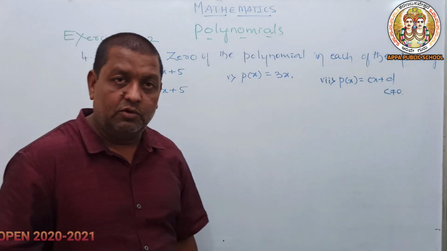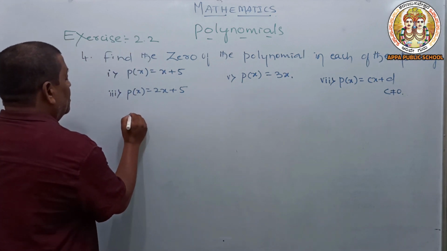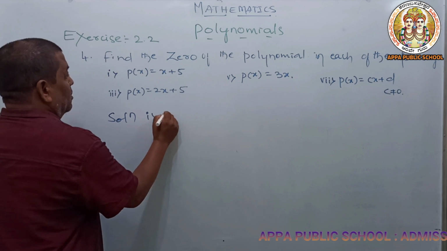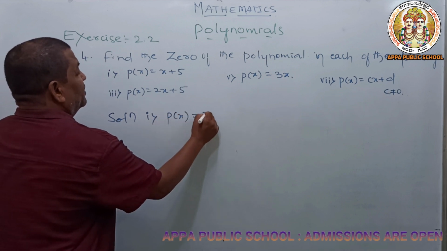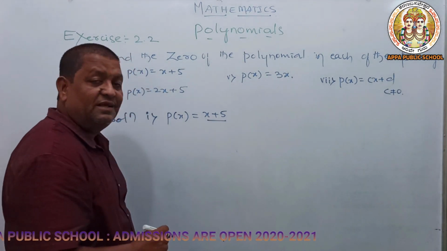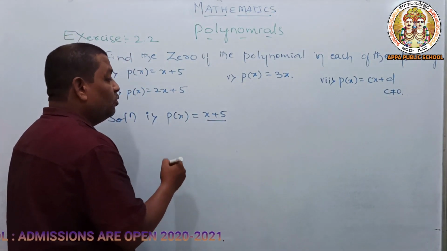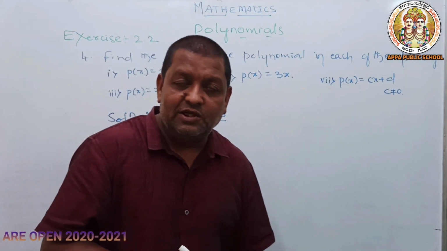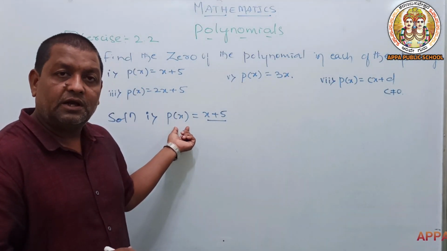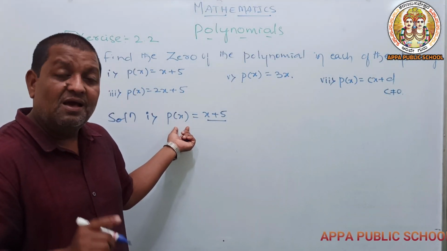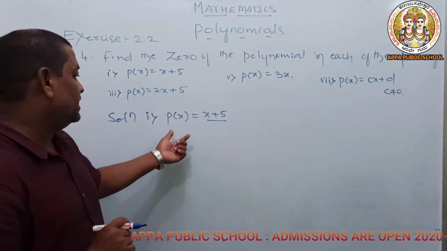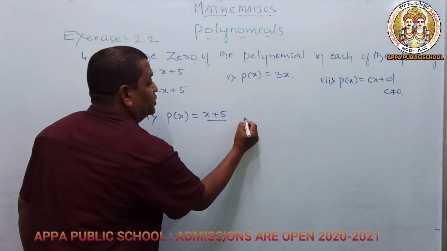Very simple, already you know. See, first one. P of x is equal to x plus 5. So you equate this to 0. Why? Because if it is a 0 of the polynomial, then definitely P of x is equal to 0. Correct? So what I told, the 0 of the polynomial is a value for which the polynomial becomes 0. So that's why we need to equate this part to 0.